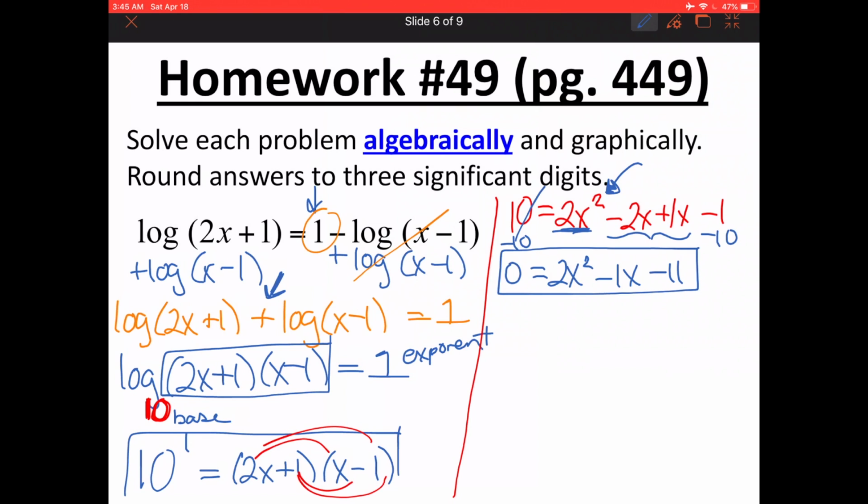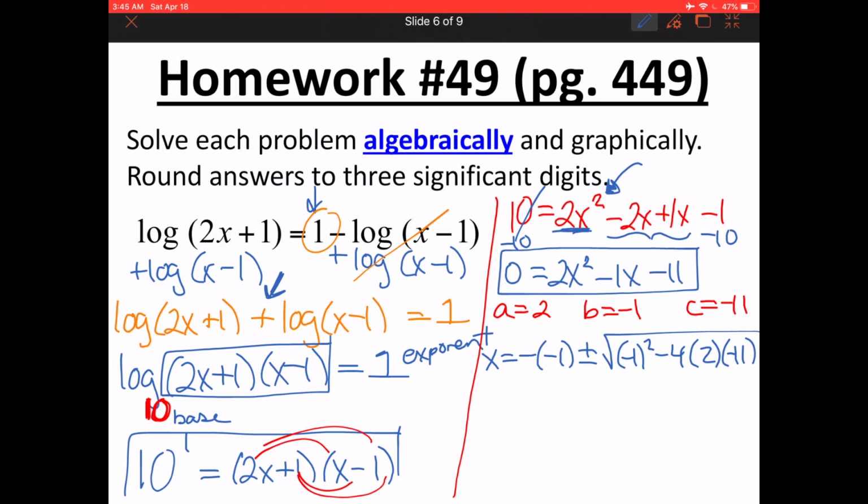So here I am. Okay, guys? Again, we're going to have to use the quadratic. So a equals 2, b equals negative 1, c equals negative 11. Let's go ahead and plug that in. So x equals negative b plus or minus the square root of b squared minus 4ac all over 2a. Again, it's just plugging in, simplifying from there. Okay? So I end up with 1 plus or minus the square root of 89 over 4.